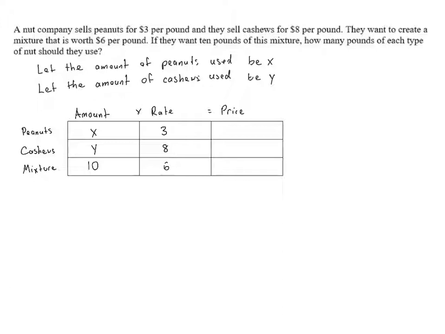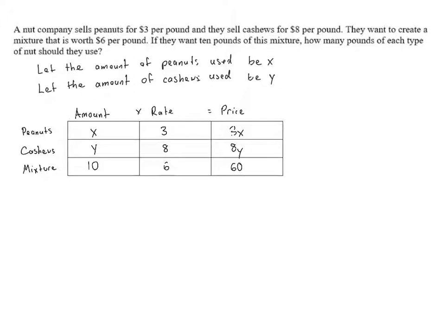Now to get the price, we multiply the amount or the weight of the nuts times the rate, the dollars per pound, to get the price. For peanuts, X times 3 is 3X. For cashews, Y times 8 is 8Y. And the mixture, if we want 10 pounds and it's $6 a pound, 10 times 6 is going to give us a total cost of $60.